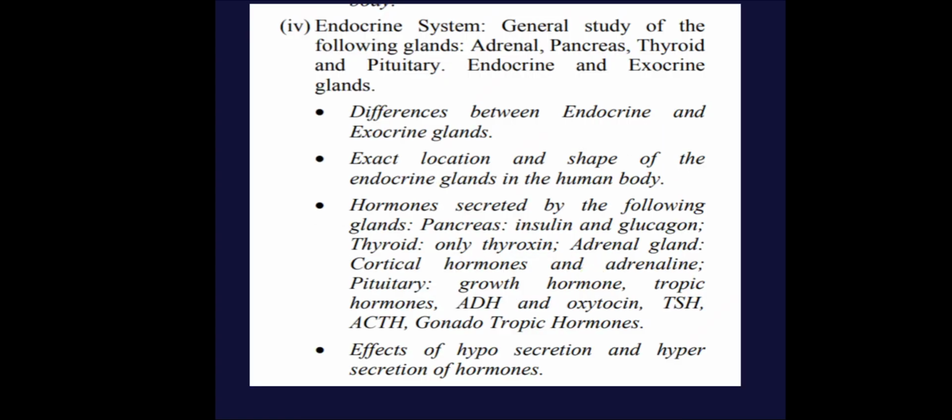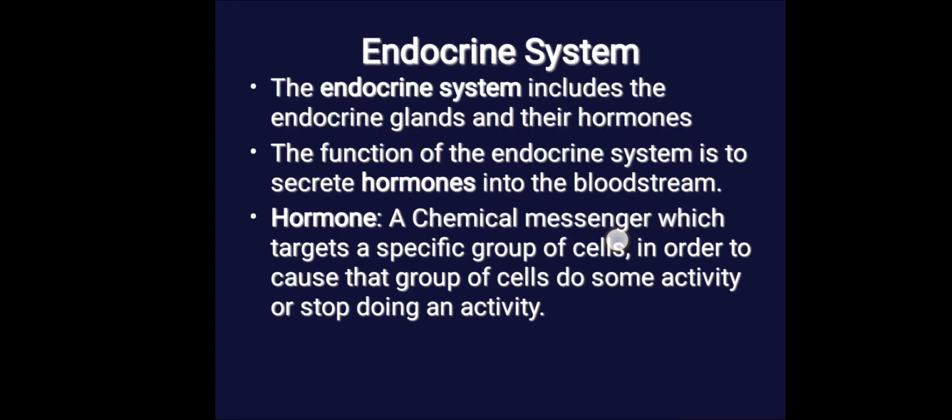The syllabus is already mentioned over here. General study: we need to know the basic idea of the adrenal glands. We need to know about the hypo and hypersecretion, differences between endocrine and exocrine glands, location and shape of the endocrine glands in the human body, hormones secreted by the following glands, and effects of hyposecretion and hypersecretion of hormones.